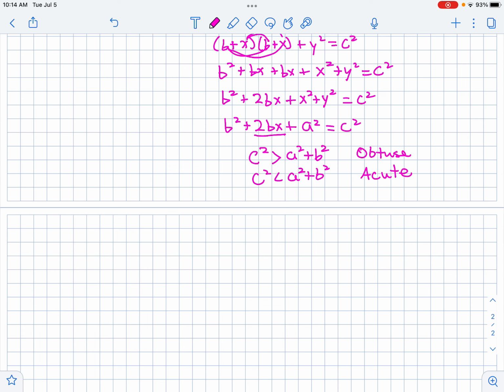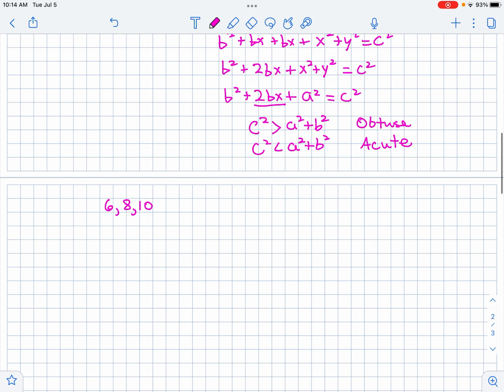So we could say, well, what about this? Let's determine if this 6, 8, and 10 will give you a right triangle. Well, it will give me a right triangle if this is true: if 10 squared equals 6 squared plus 8 squared. Well, let's see. 10 squared is 100. 6 squared is 36. And 8 squared is 64. So we've got 100 on this side and 100 on this side. Yes, this is a right triangle because the longest side squared equals the sum of the squares of the other two sides.